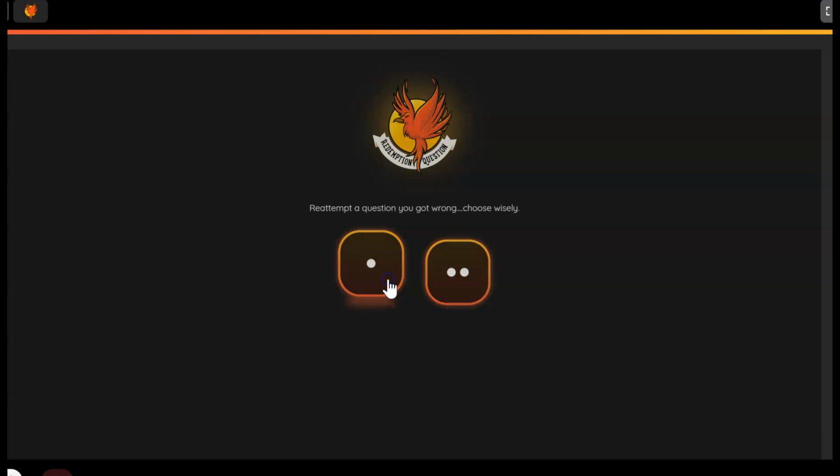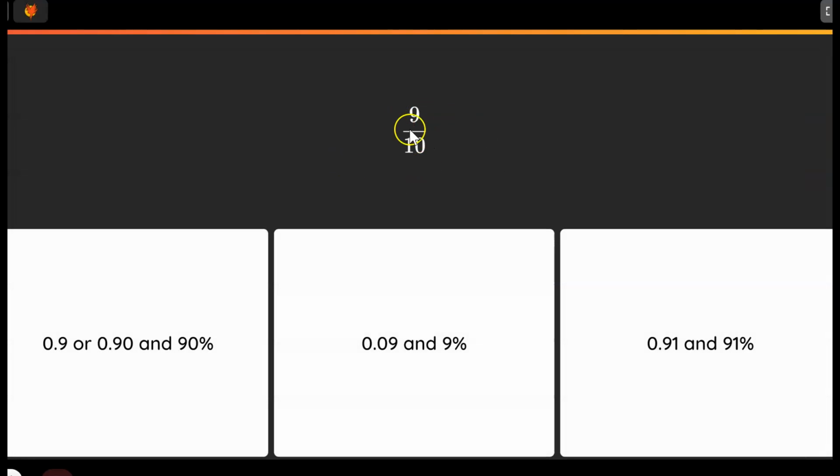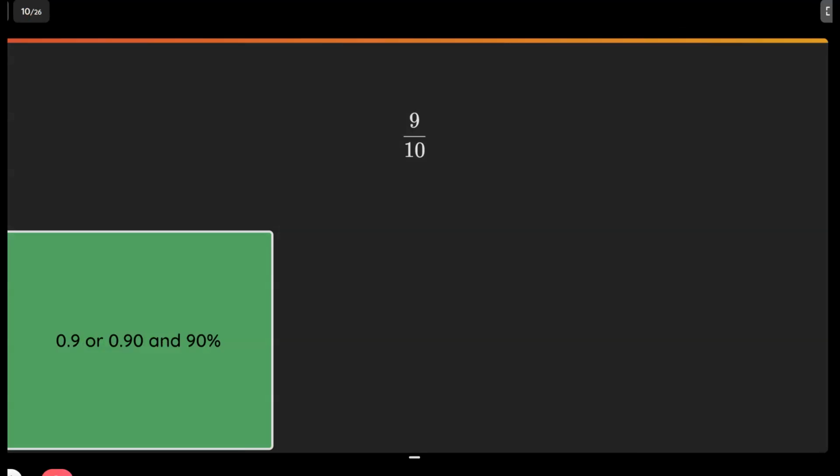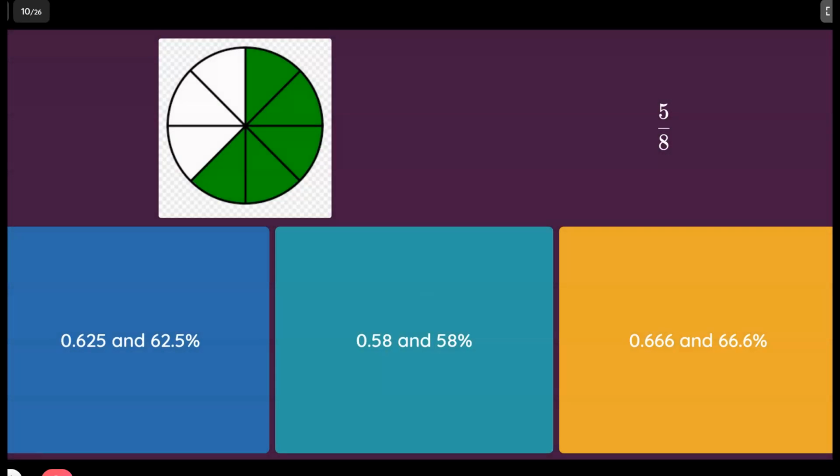You can choose one of these. I'm going to choose this one. And it'll say, oh, this is one of the ones that you got wrong earlier. Hopefully you remember, wait, that was the wrong answer. It's 0.9, 0.90, or 90% is 9/10, using kind of your mathematical number fluency there, and then you keep on.